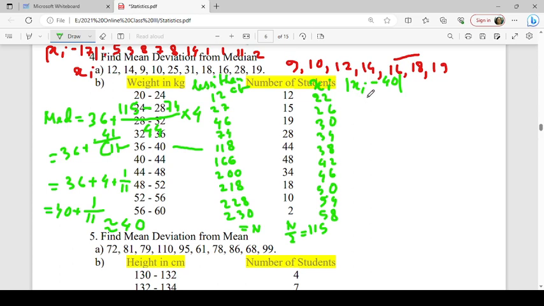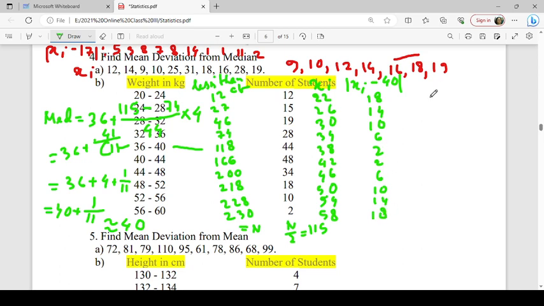We are considering the absolute value, so it is 18. Then it is 14. And then it is 10. And then it is 6, 2, 6, 10, 14, and it is 18.